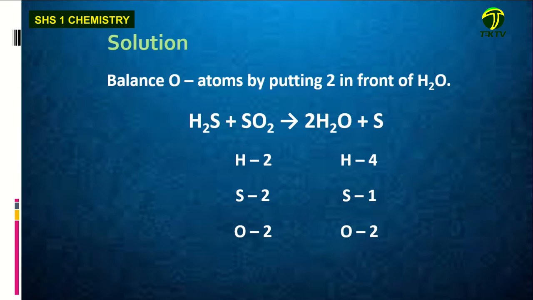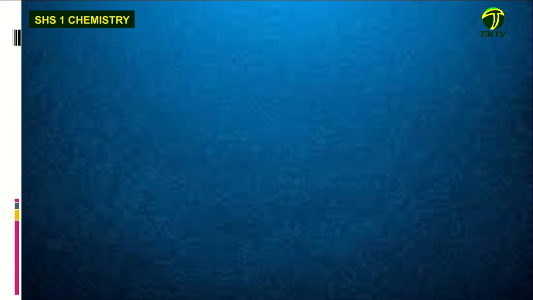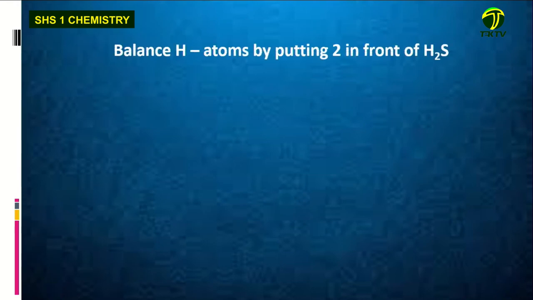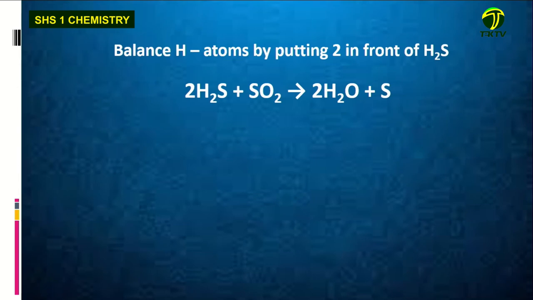And as we balance the oxygen, we have changed the number of hydrogen atoms. So we will balance the hydrogen atom. The hydrogen, we have 2 here, and we have 4. As we balance the hydrogen atom, we put 2 in front of the H2S, which is on the reactant side. So when we put 2 in front of H2S, the number of hydrogen atoms on the left-hand side is 4, and on the right-hand side, 4.